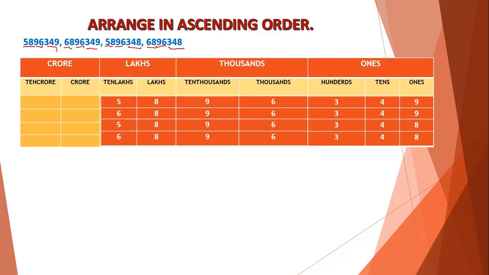After this we need to compare the numbers starting from the highest period to the lowest period. If we look at the highest period, here we have 58 lakhs, here we have 68 lakhs, 58 lakhs, 68 lakhs. We need to arrange these numbers in ascending order, which means we need to find the smallest number first. So we'll skip these 68 periods. We'll look at these two numbers, that is 58 lakhs, 58 lakhs, both are equal.